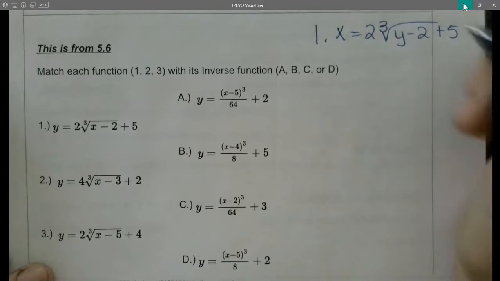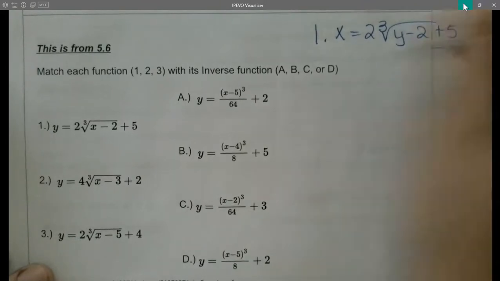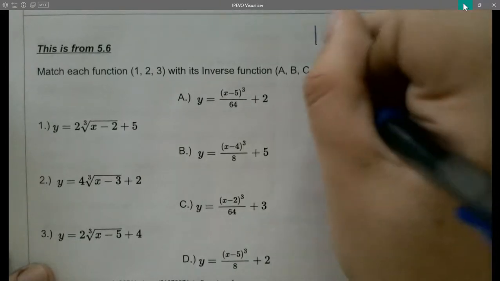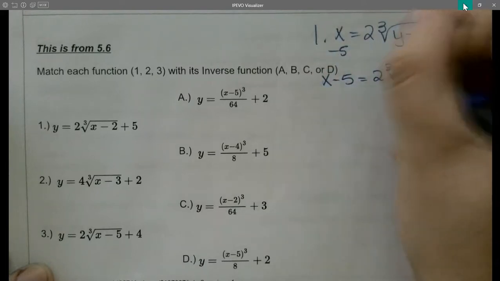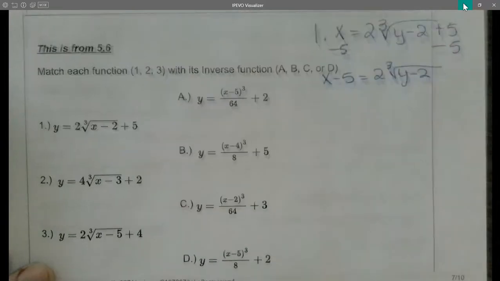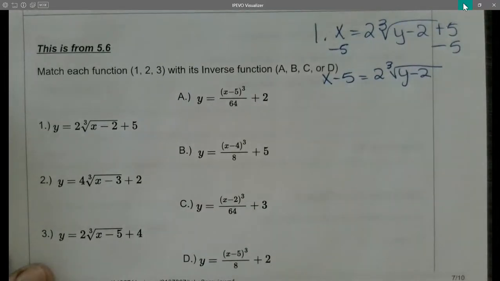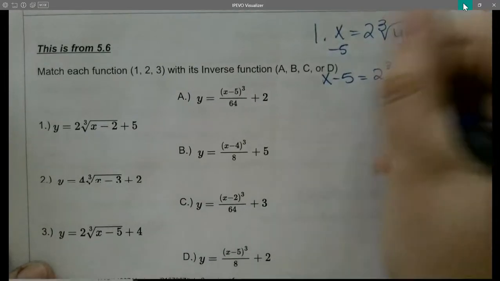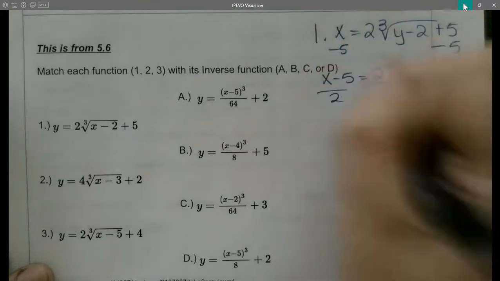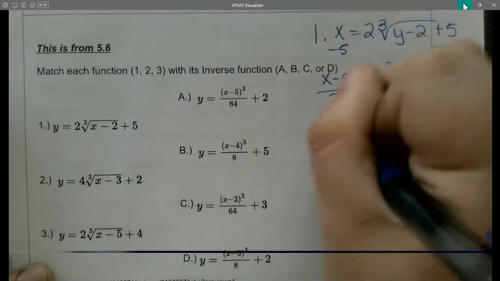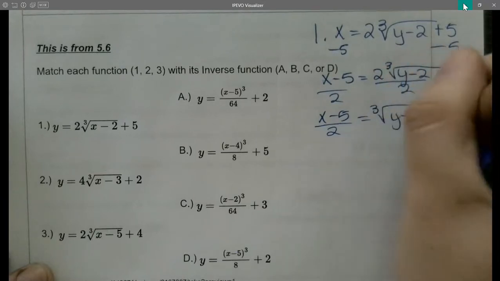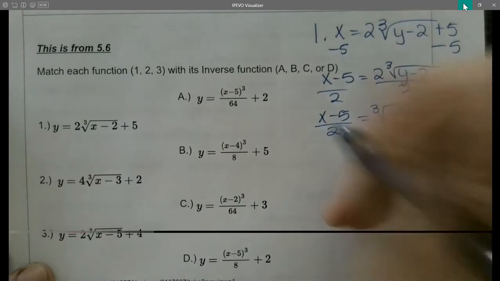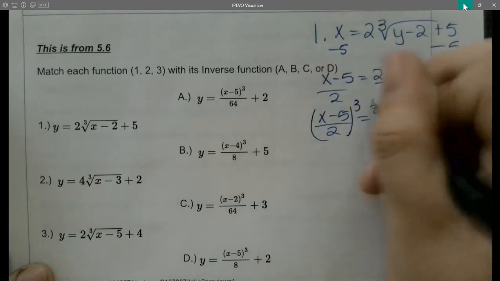Then I want to start unwrapping everything so I can get y alone. I always start by undoing addition and subtraction. So I'm going to subtract 5, and I get 2 cube root of y minus 2. Then I want to divide by 2 on both sides. I get x minus 5 over 2 equals just the cube root of y minus 2. I want to go ahead and cube both sides.